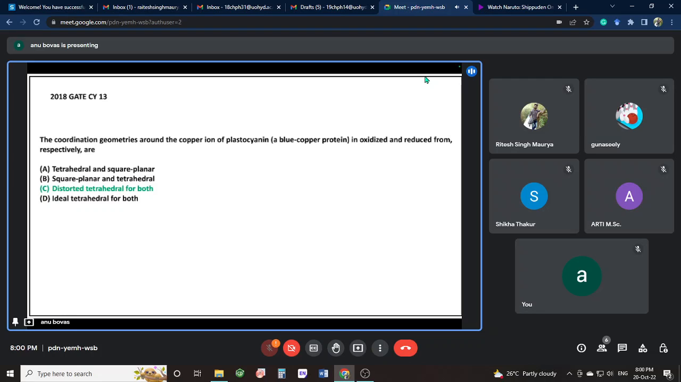And lastly, we learned about plastocyanin and azurin. Plastocyanin is a blue copper protein. Azurin is also a blue copper protein. Both contain copper. In plastocyanin, this copper is attached to two histidine, one cysteine and one methionine, whereas in azurin, it is attached to the same two histidine, one methionine, one cysteine, and an extra glutamine. Therefore, the structure of plastocyanin is distorted tetrahedral, whereas azurin is trigonal bipyramidal geometry. Okay, this much we learned today.